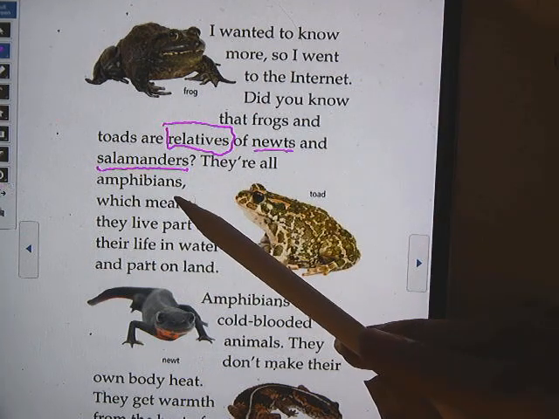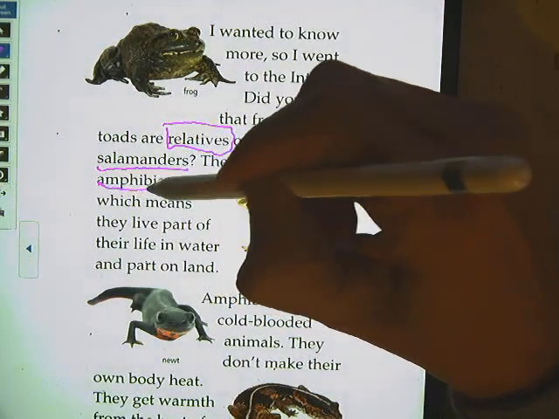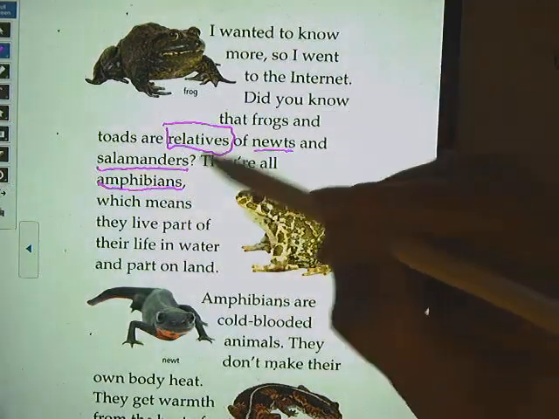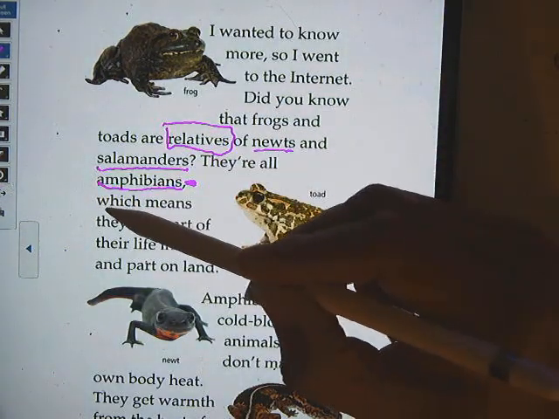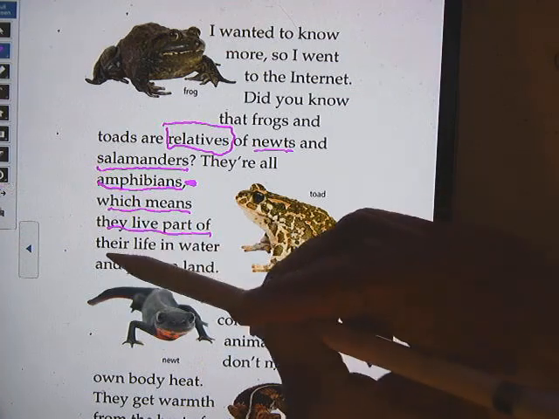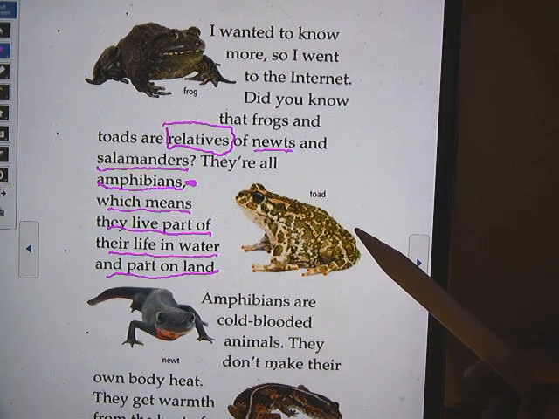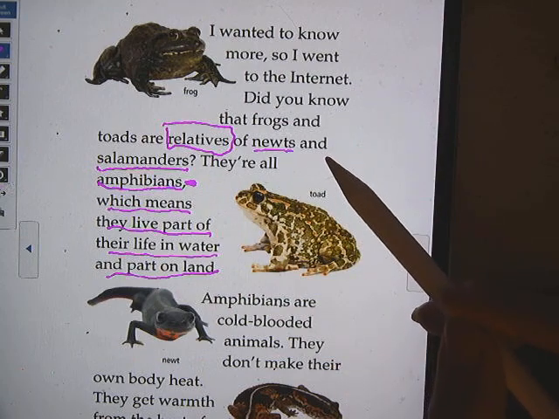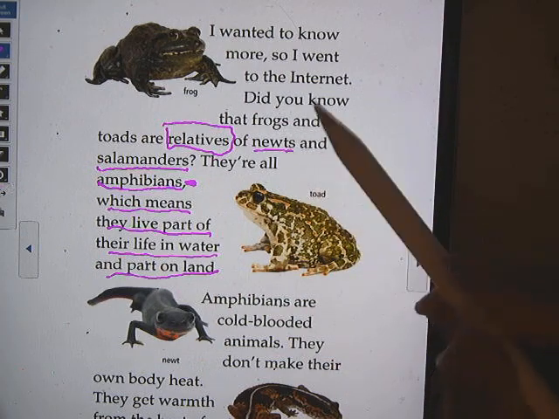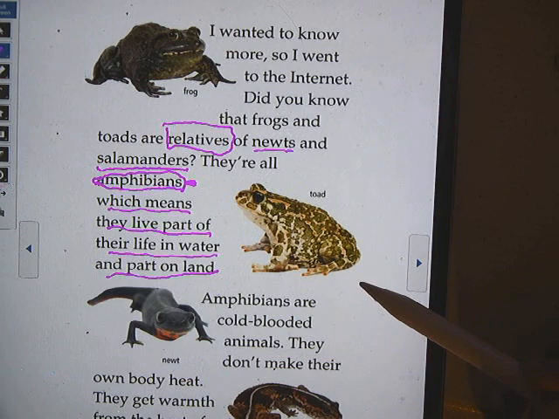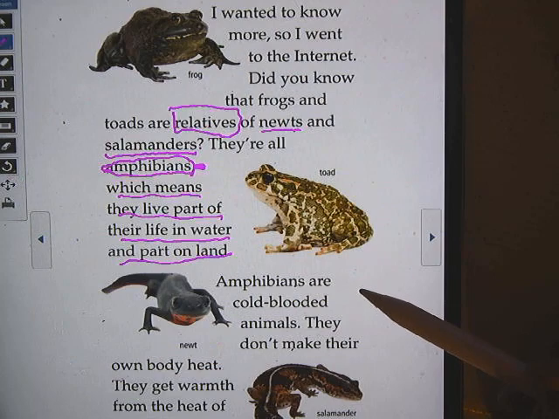They're all amphibians. Whoa, there's another one of those words. Amphibians. And it gives us the definition right there, which means they live part of their life in water and part on land. So, frogs and toads are relatives of newts and salamanders. Frogs, toads, newts, salamanders are all called what? That's right, they're all known as amphibians, which means they spend part of their life in the water and another part of their life on land.